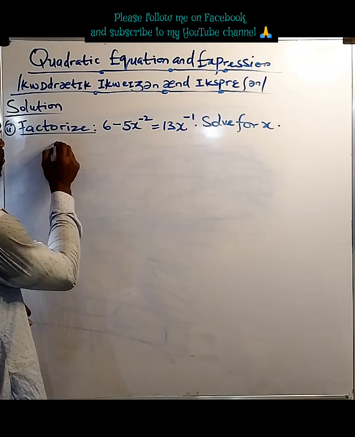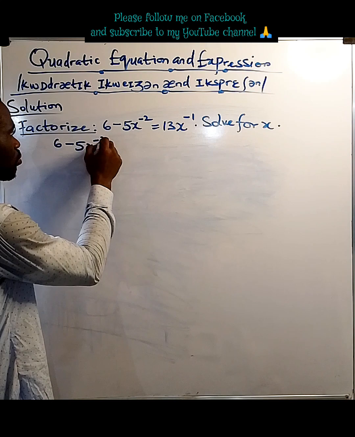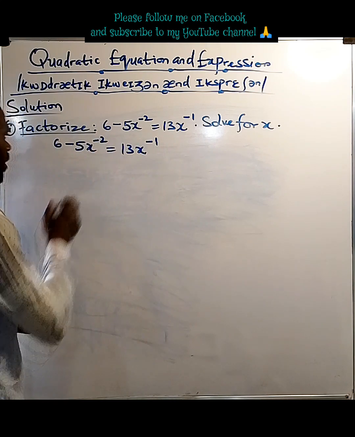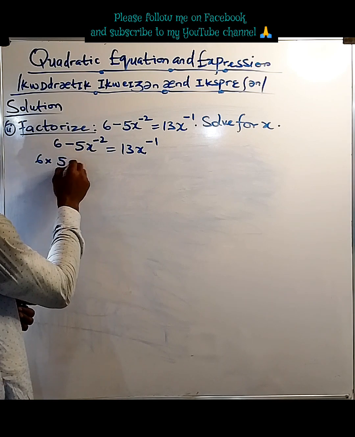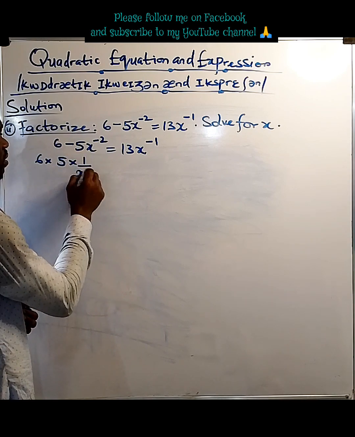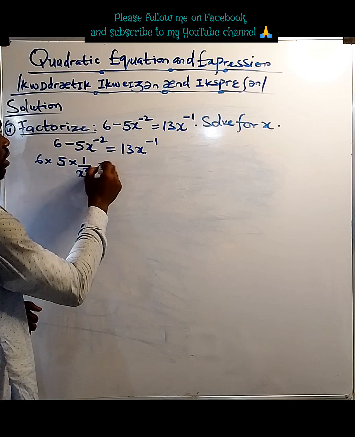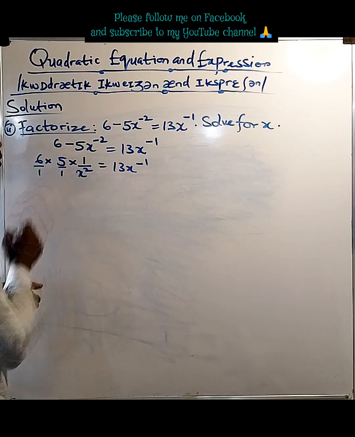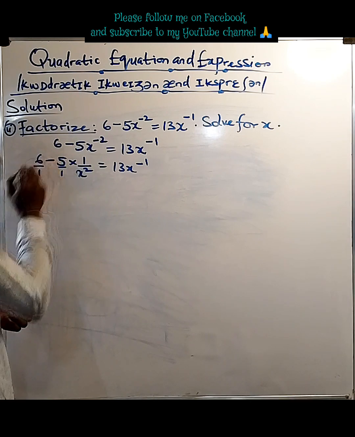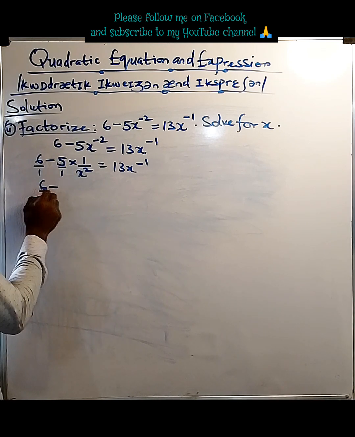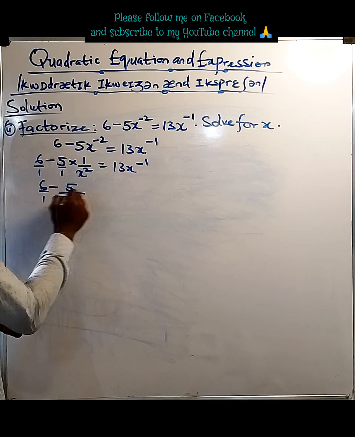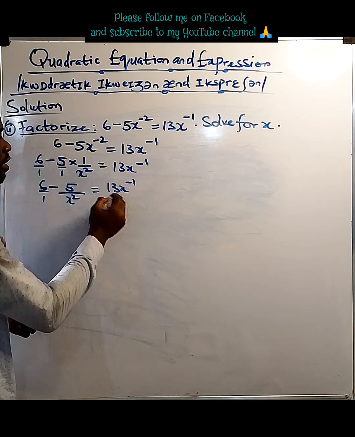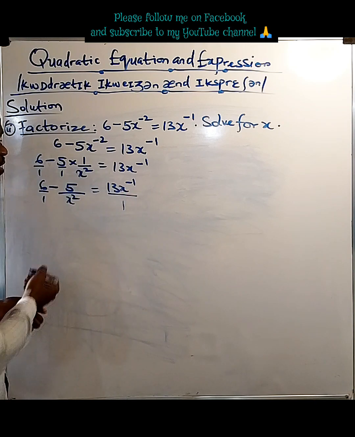So what we have here is 6 minus 5x to the power minus 2 equals 13x to the power minus 1. So that's 6 minus 5 times 1 over x squared, don't forget the laws of indices, negative power, equals 13x to the power minus 1. This is over 1 also. So what do we have? The 6 minus is over 1. 5 times 1 is 5 over x squared equals 13x to the power minus 1. And let's leave it this way.